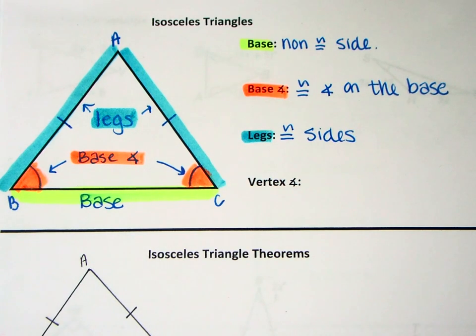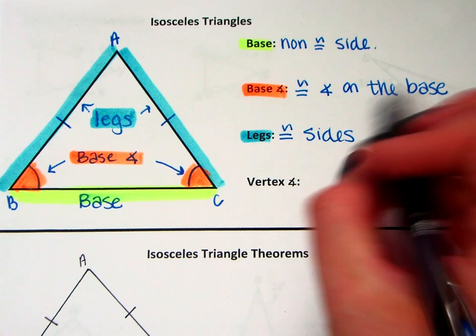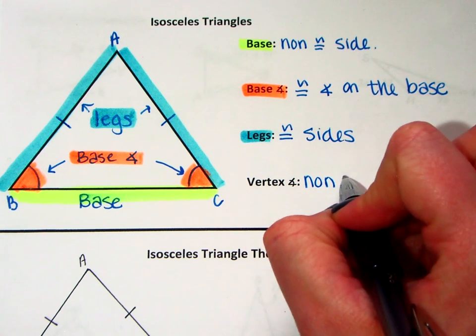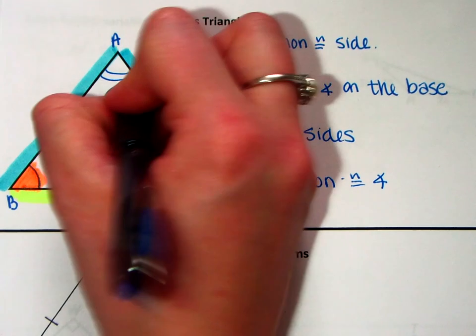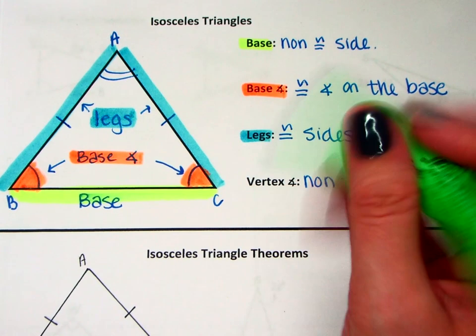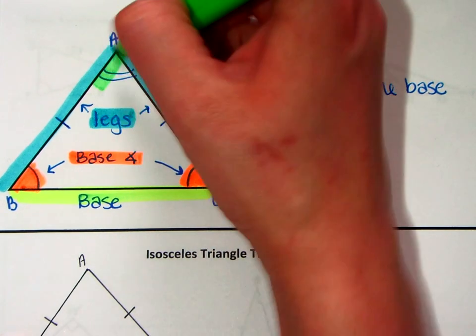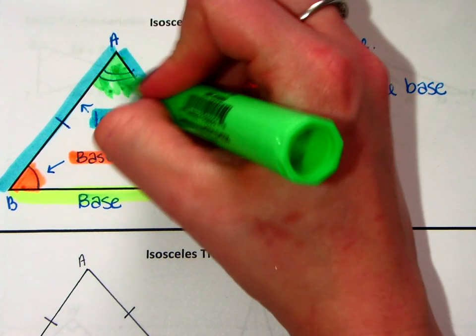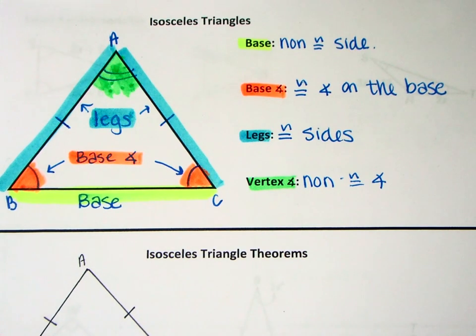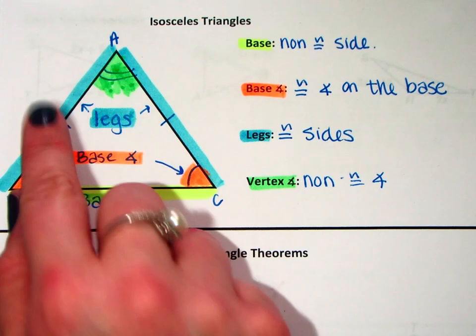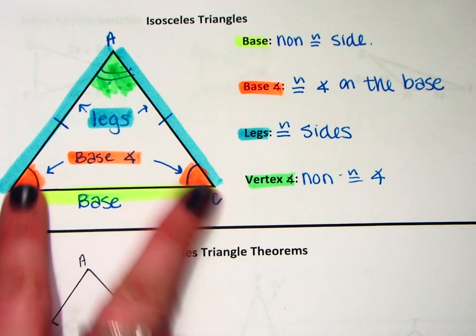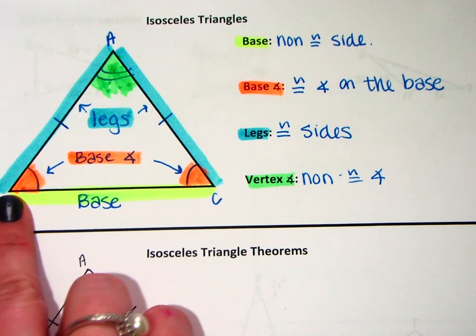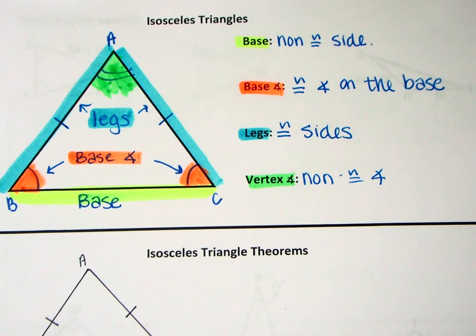The last piece of your isosceles triangle is called the vertex angle, and the vertex angle is the non-congruent angle. The vertex angle is created where the two legs meet. So in this case, angle A would be considered our vertex angle. So remember, sitting on the base are base angles. The two congruent sides are called legs. The legs come together and they form angle A. So the legs of the isosceles triangle form angle A. Sitting on the base are the base angles.